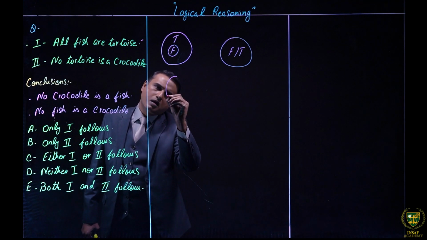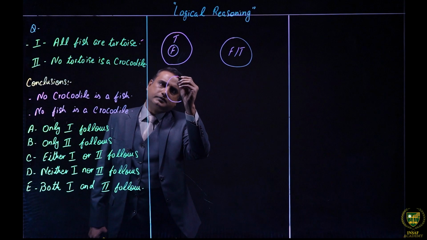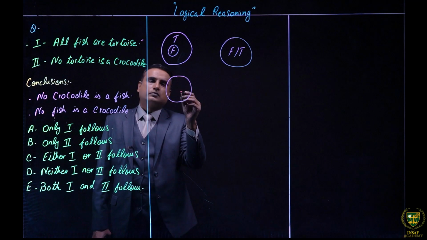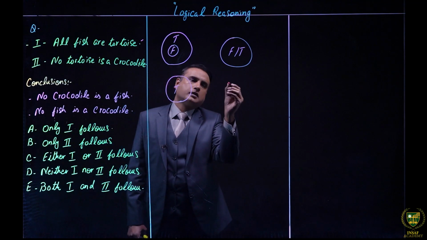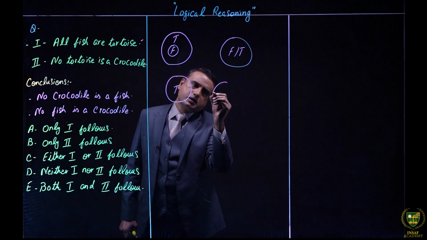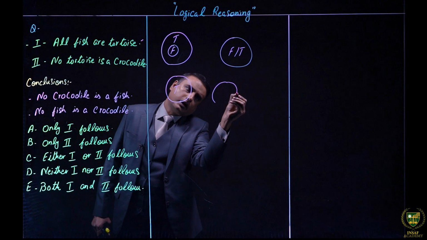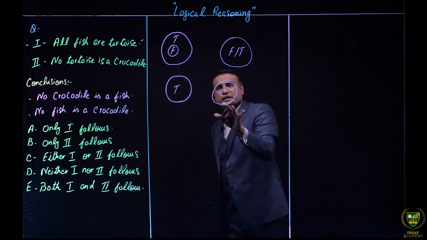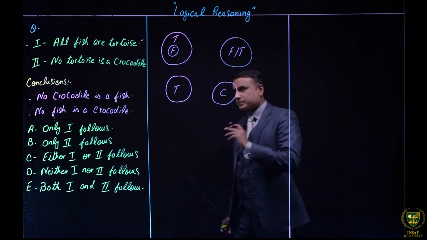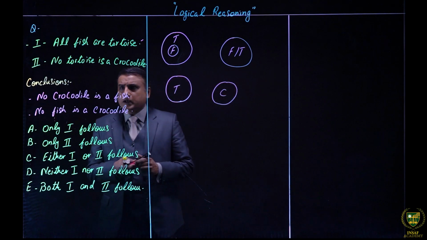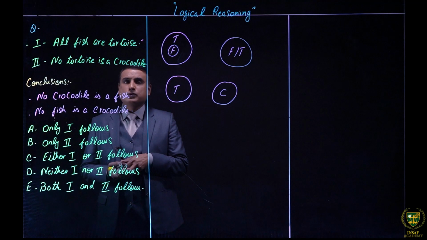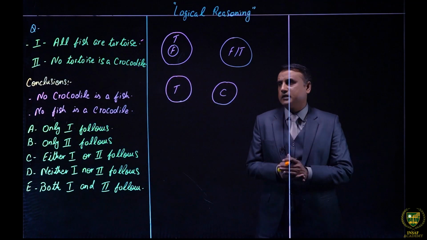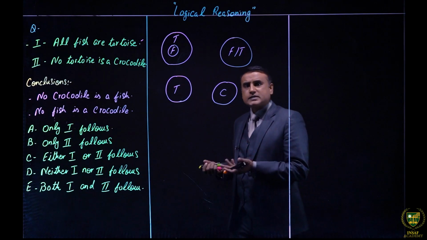Here we have the tortoise, and obviously no tortoise is a crocodile means that there will be no intersection between the two. Now let's move to the next level, and that is of combining these two shapes. Kaise combine karenge?